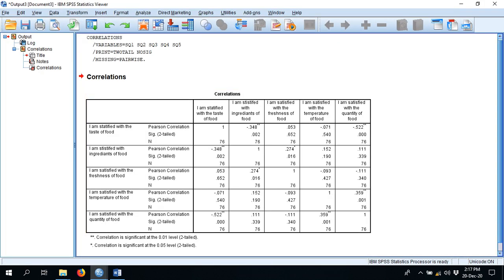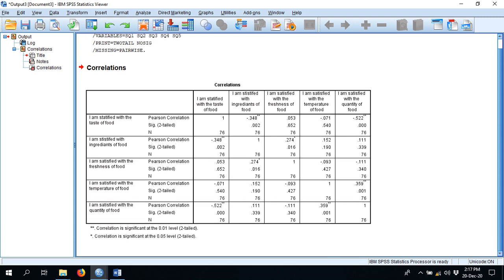So this is the output. You can see this is the Pearson correlation. Sample size was 76. And you can see we have a correlation of 1, a perfect correlation. Basically, it is the correlation between the same variable: I'm satisfied with the taste of food, and this is also the taste of food. So it means the correlation of taste of food with itself is a perfect positive correlation.